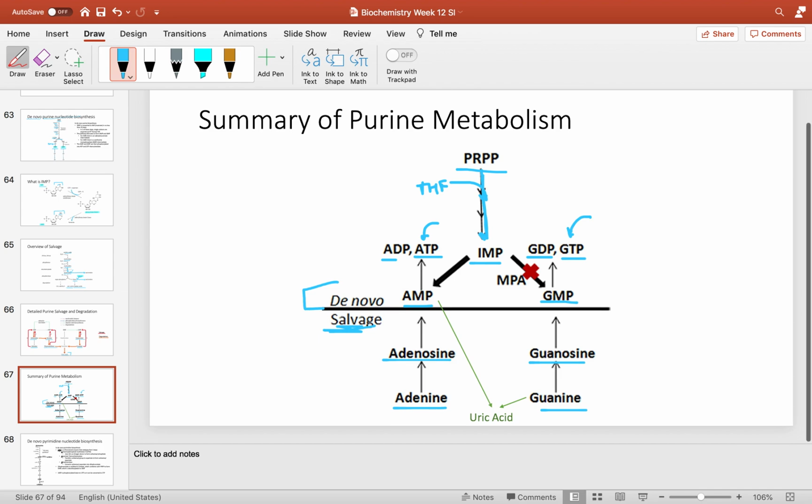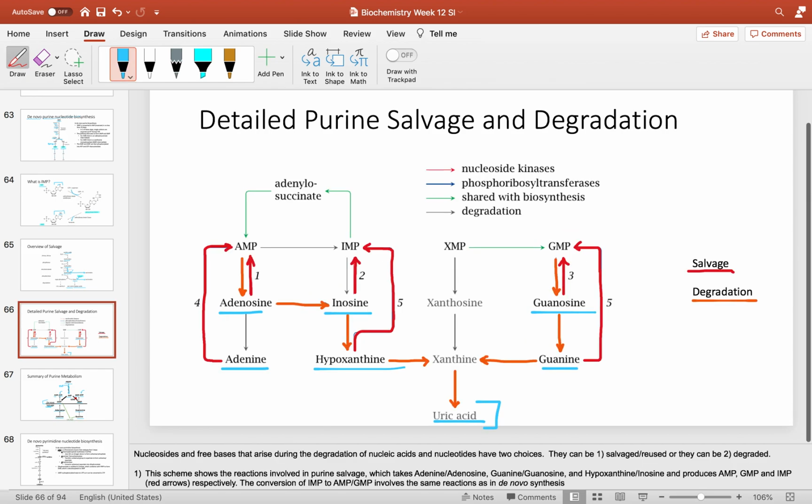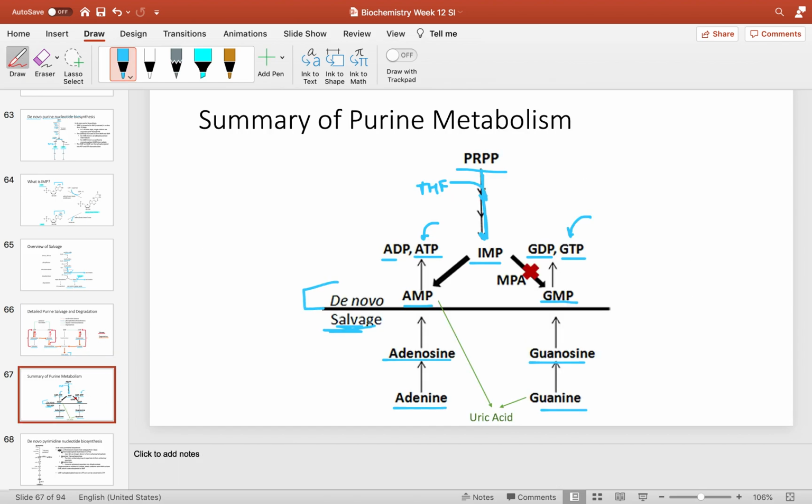And lastly, in green, I added degradation. So remember, there was that complicated degradation pathway in orange over here. But basically, we took AMP and GMP, and we converted it to uric acid, which, remember, is responsible for gout if it's present in too high of a concentration.